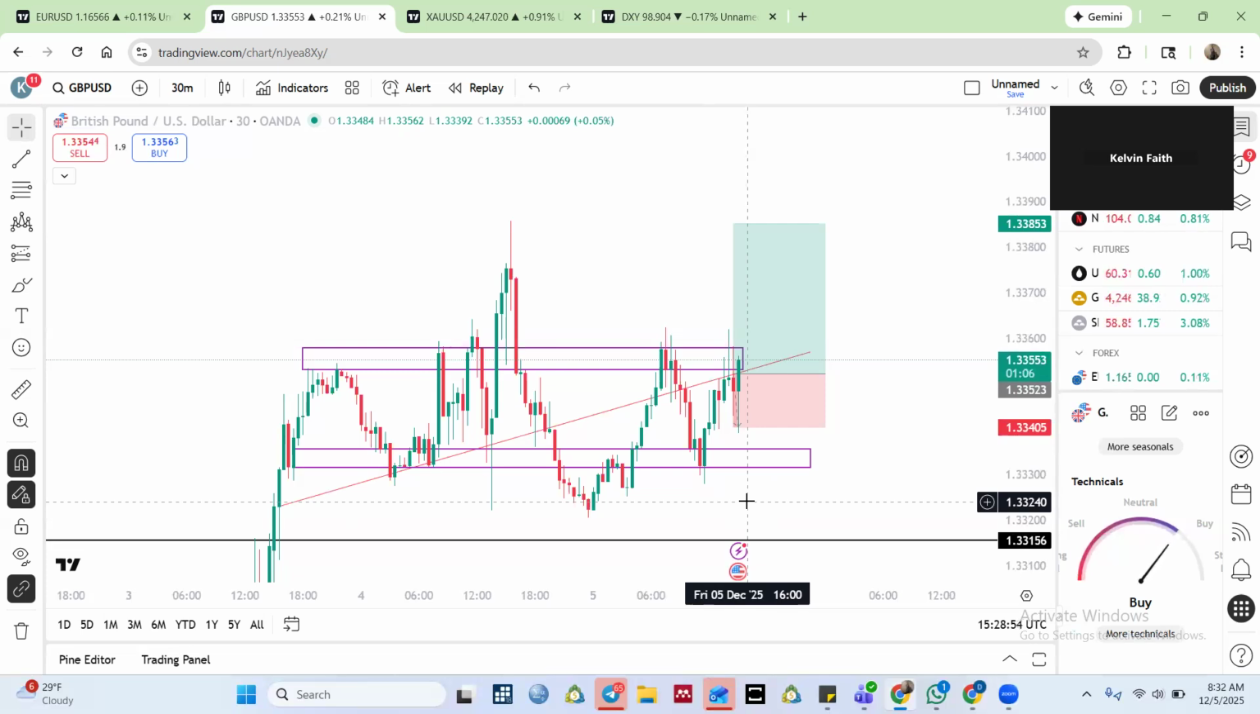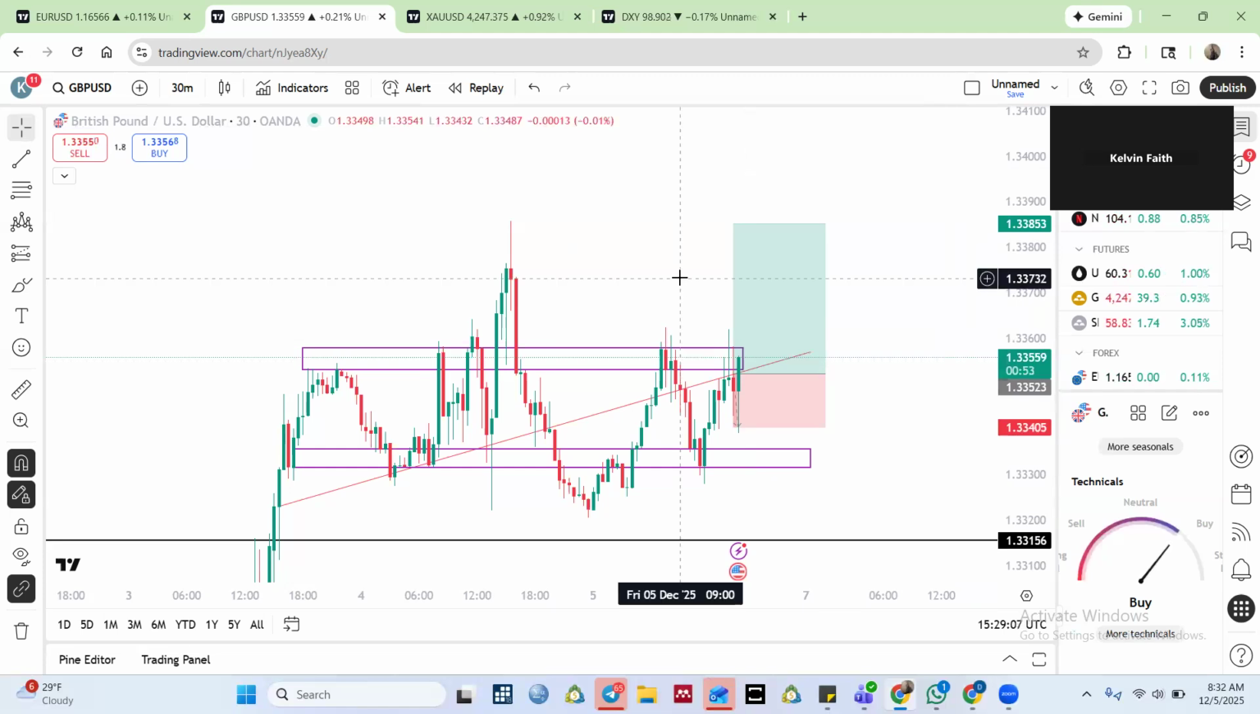Yeah, because it makes sense for it to come down. It should have dropped more to retest.